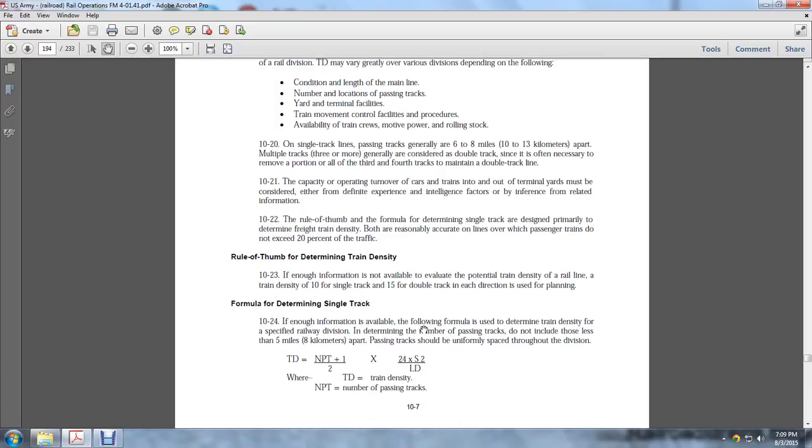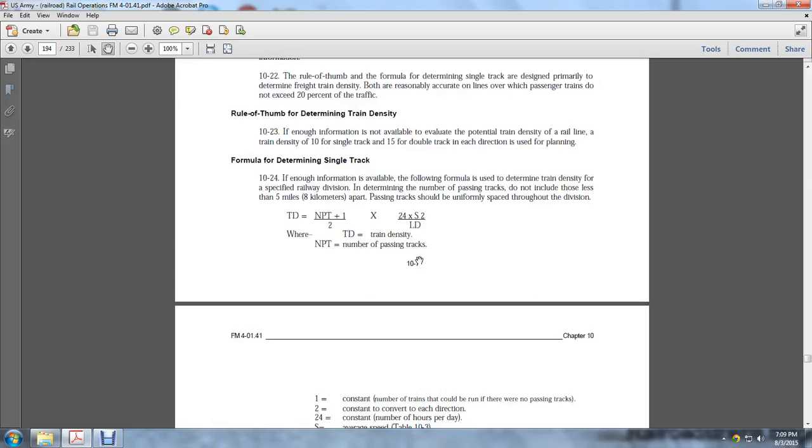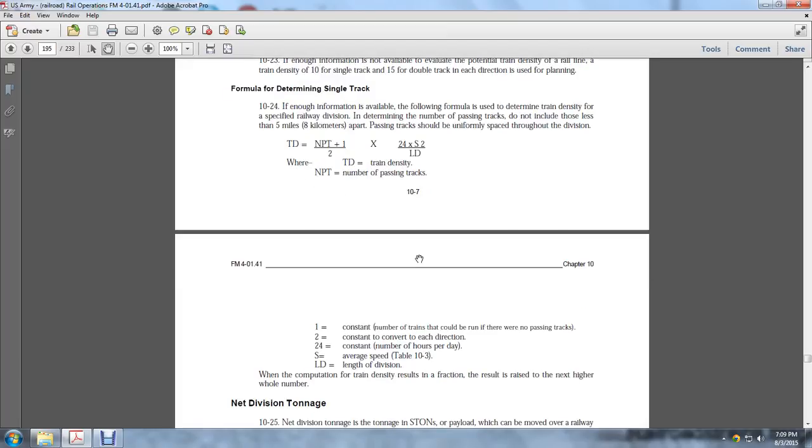If the information is available, the following formula determines the train density for the specified railway division, determined with the number of passing tracks that are not less than 5 miles or 8 kilometers apart. The passing tracks should be uniformly spaced throughout the division, and the TD, or train density, equals the number of passing tracks plus 1, divided by 2, equals 24 times S over 2 LD. S1 is the constant number of trains that can be run if there are no passing tracks. 2 is the constant for converting in each direction. 24 is the constant number of hours per day. S is the average speed, and LD is the length of division.